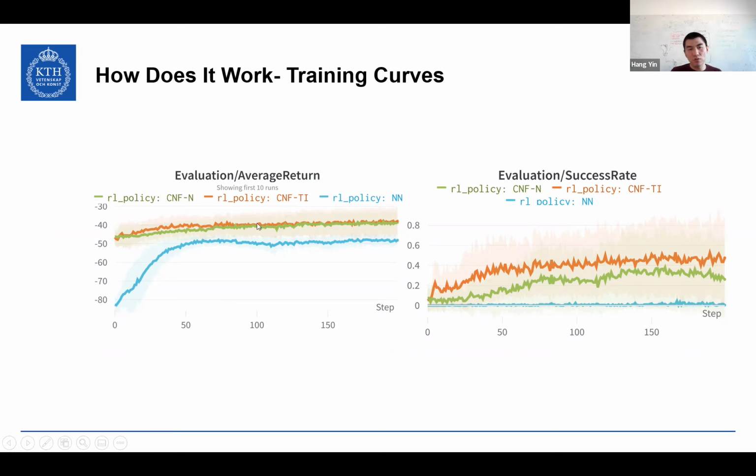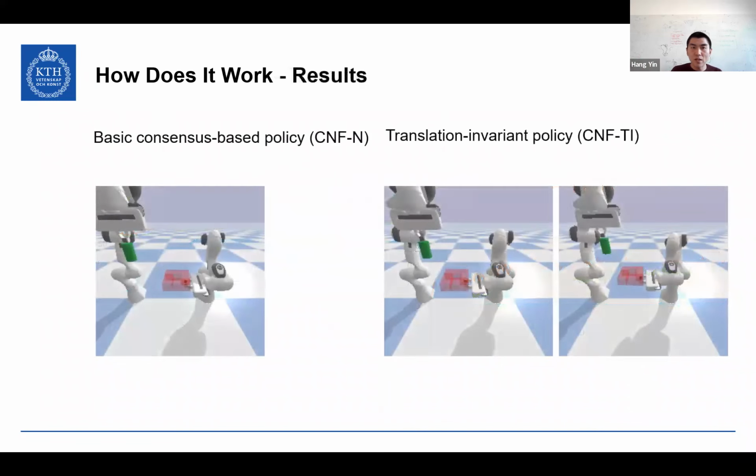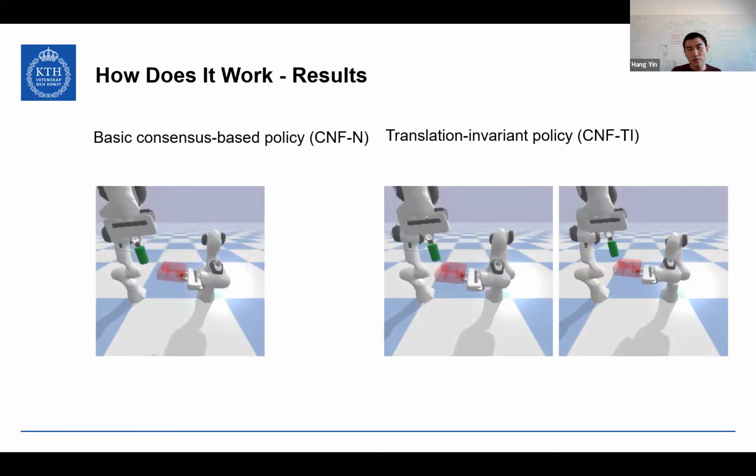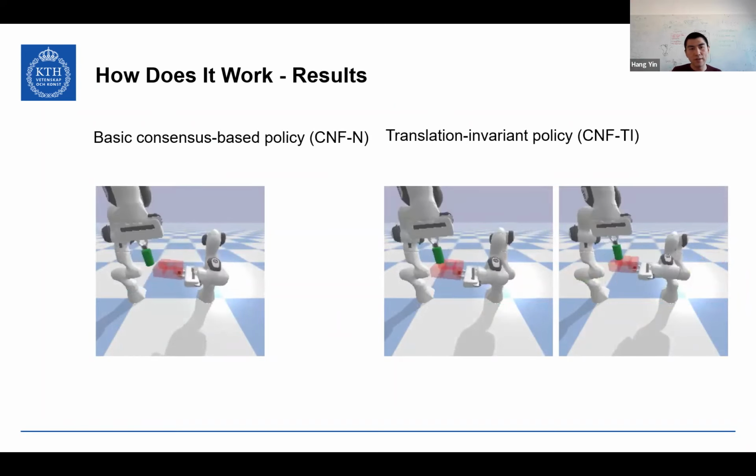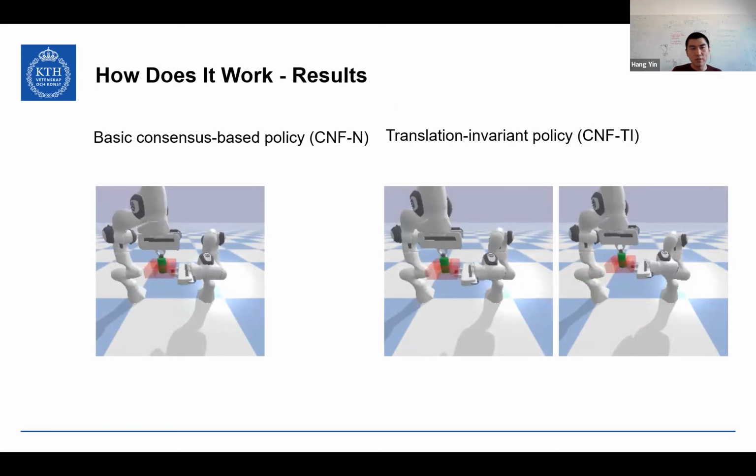But if you use this kind of normalizing flow with consensus considerations, for both the original form and the time invariant form, it learns much better. Of course, you have a large variance. This is all of the reinforcement experiment, I guess. This also shows the results that it's learned. Honestly, I don't see much difference between these two policies. If you just evaluate from the trained positions, they work more or less the same.